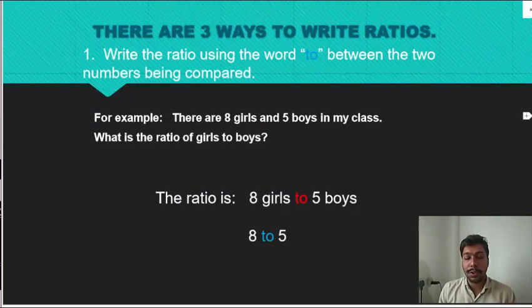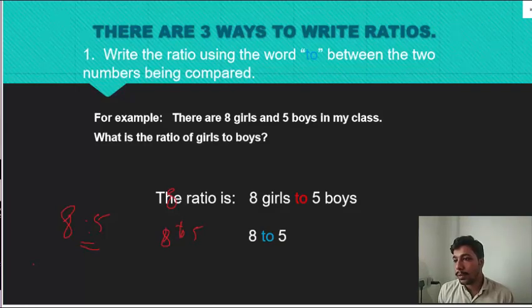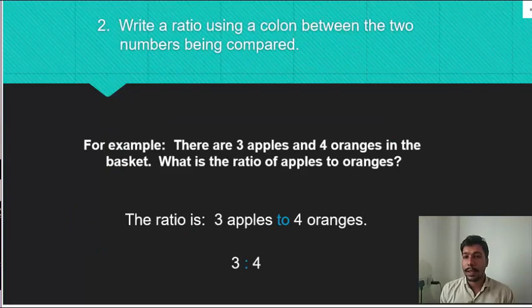Now there are three ways to denote ratios. One is to simply write like this: 8 is to 5. Okay, these dots are used to denote ratio. Another one is 8 to 5. Now, writing a ratio using colon between two numbers being compared.